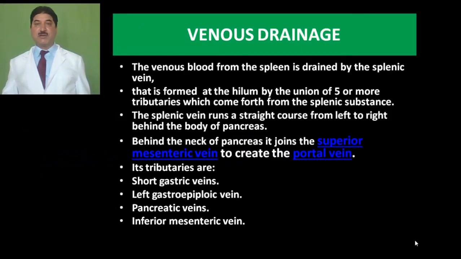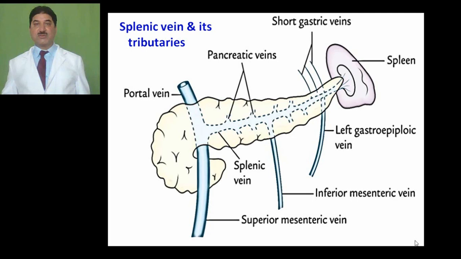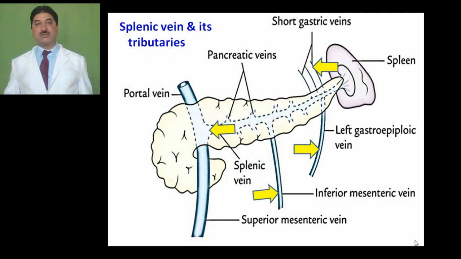As shown in this diagram, splenic vein begins its course at the hilum. Its tributaries are short gastric veins, left gastroepiploic veins, inferior mesenteric vein. It joins superior mesenteric vein behind the neck of pancreas to form portal vein. Portal vein enters liver and divides into right and left branches. It can be differentiated from hepatic veins by hyperechogenicity of its walls. The walls of hepatic veins are hypoechogenic on USG scanning.